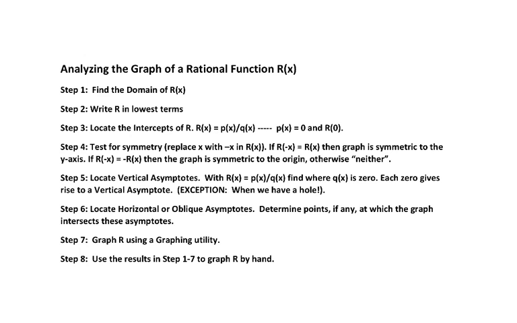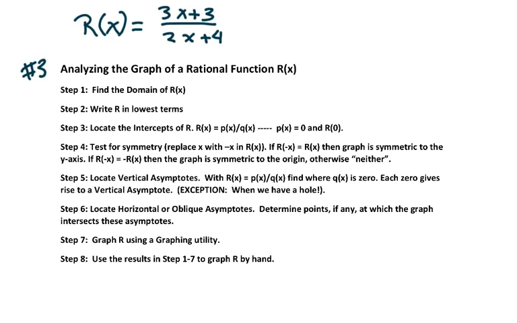Hi everyone, this is number three of the rational functions, and our function is r of x equals 3x plus 3 over 2x plus 4. The top is p of x, and the denominator is q of x.